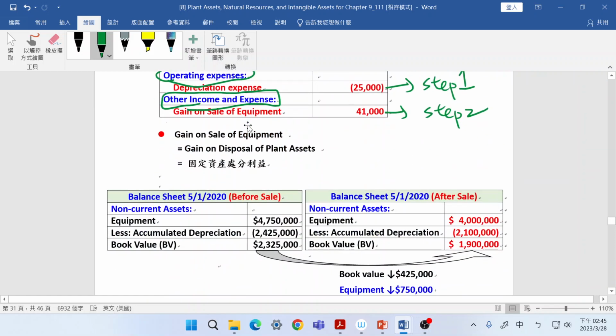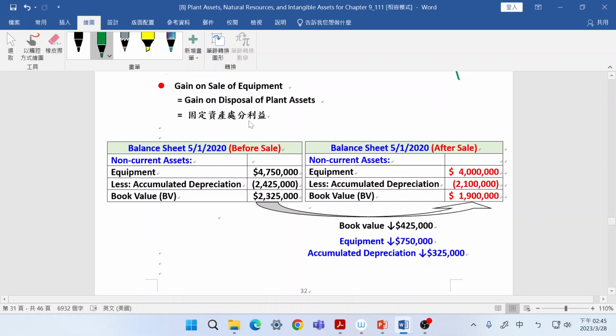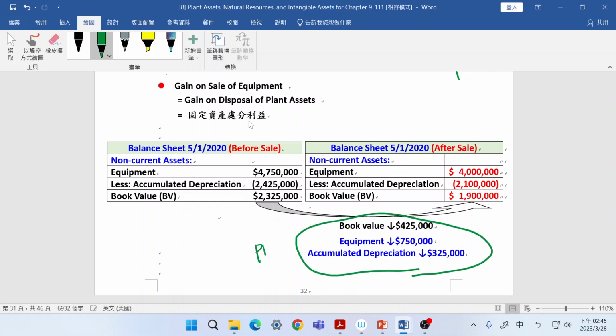So before you got a number, then your PP decrease this number. So this is your PP decrease. Because you sell it to others. So before this number, your equipment decreased $750,000. Accumulated depreciation decreased $325,000. After that, that's your result.